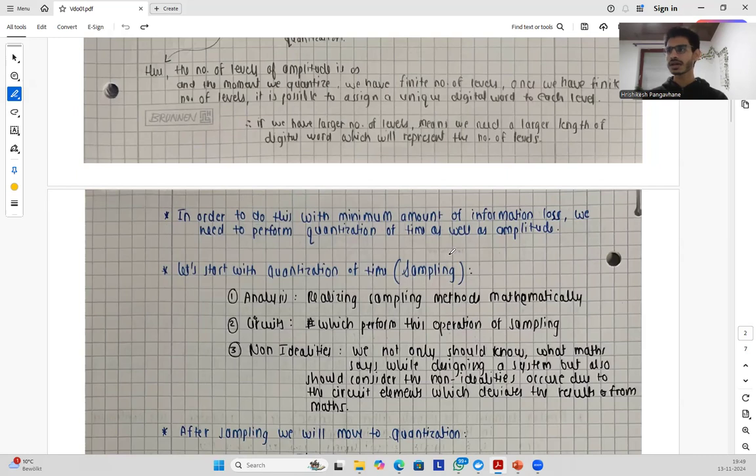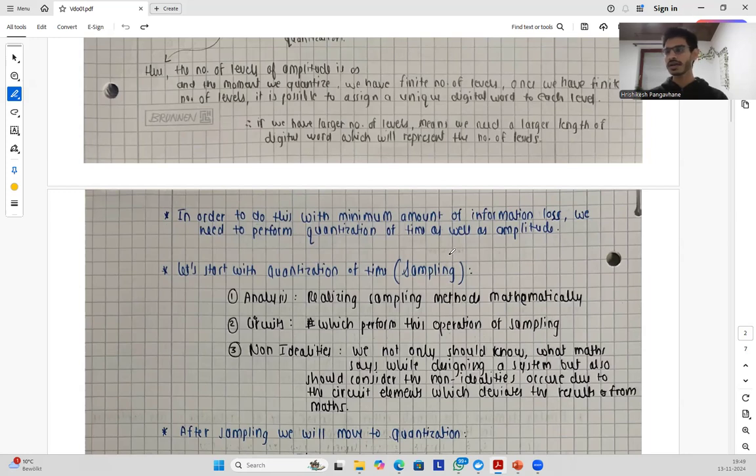Then we will go to the circuit level, where we will perform the operation of sampling. And after going to circuit level, we need to prove our maths, like whatever we found out, that our system will behave in a certain manner mathematically. But while implementing it on circuits, we should not only know the mathematics while designing, but also consider the non-idealities due to the circuit elements, which deviate the results from those obtained from the maths.